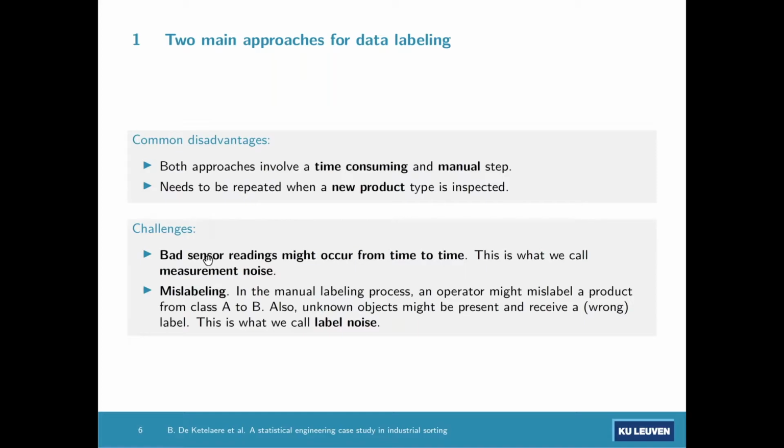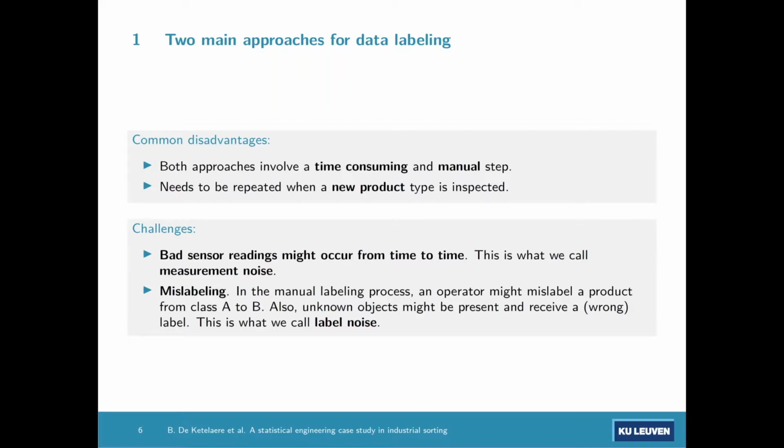And the first challenge is, in fact, that often you have bad sensor readings. And those bad sensor readings can compromise the quality of your data. The bad sensor readings mostly come from, for instance, dust or dirt in between the camera system and the product you want to inspect. There is electronics noise and so on. So it's inevitable that you have some noise on your image data. And this type of noise on the image is what we will call the measurement noise.